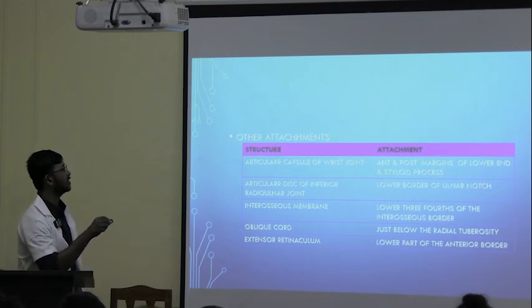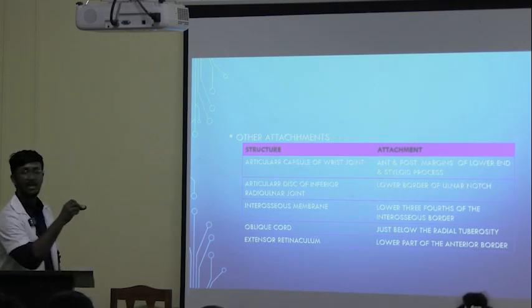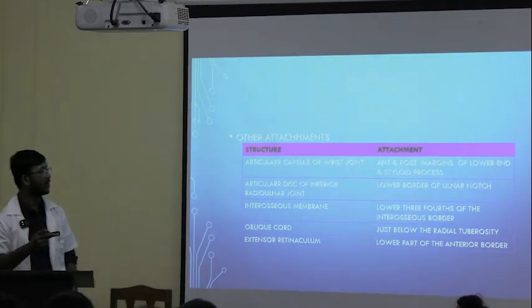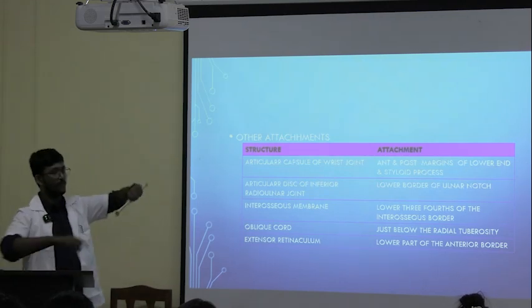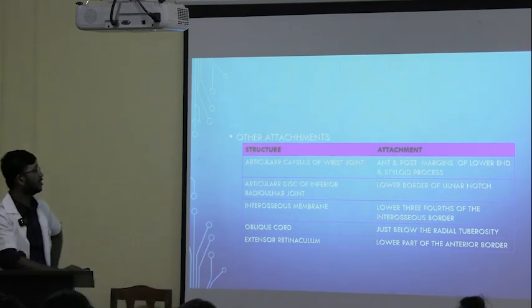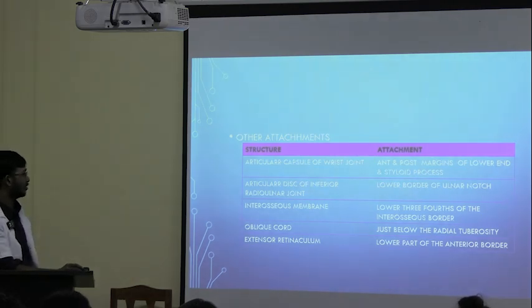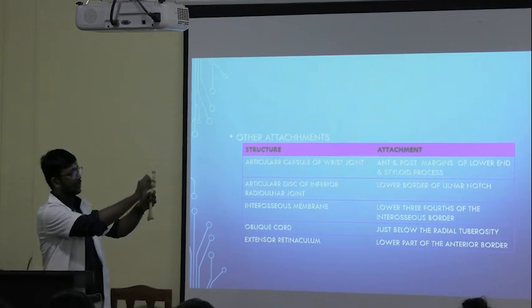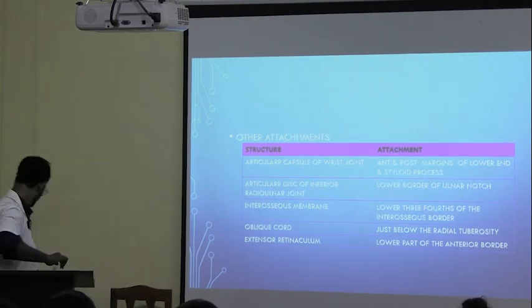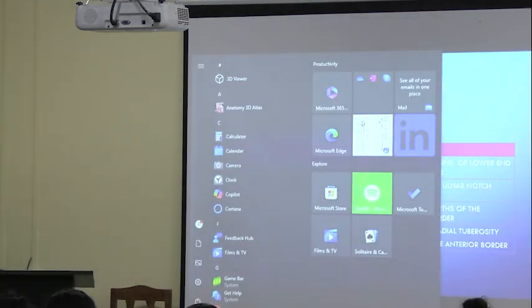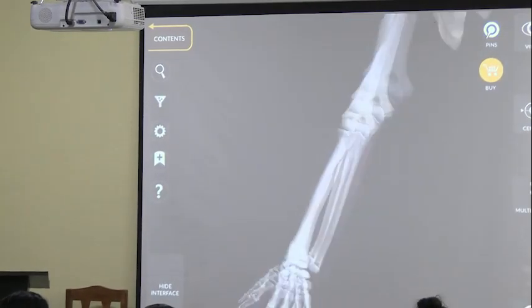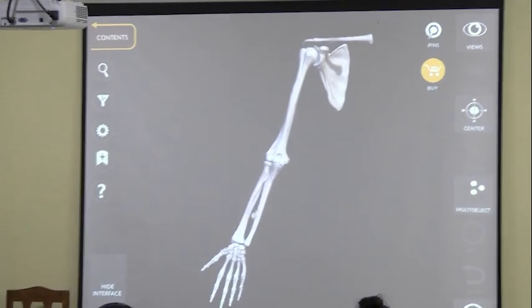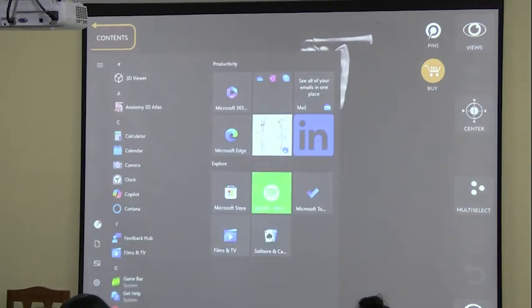Now there are certain other attachments, you just need to know these things. The articular capsule of the wrist joint has attachment to the anterior and posterior margins of the lower end of the styloid process. This is the articular capsule of the wrist joint that I have shown you in the picture also. Now there is also an articular disc of the inferior radioulnar joint. This is the superior radioulnar joint, this is the inferior radioulnar joint, and this is the interosseous membrane as I have told you.